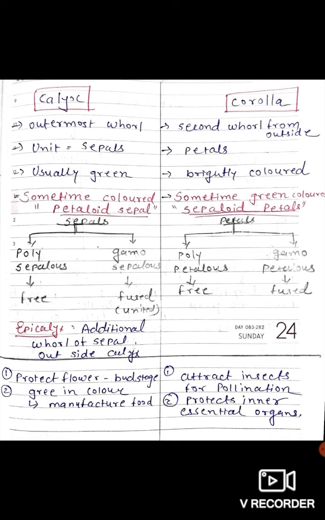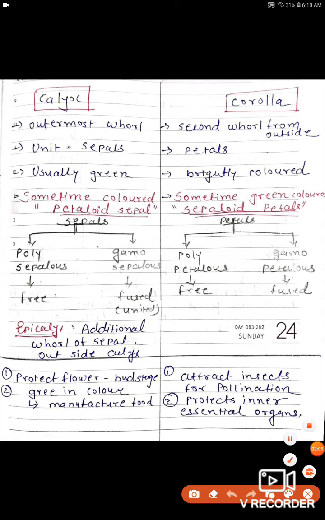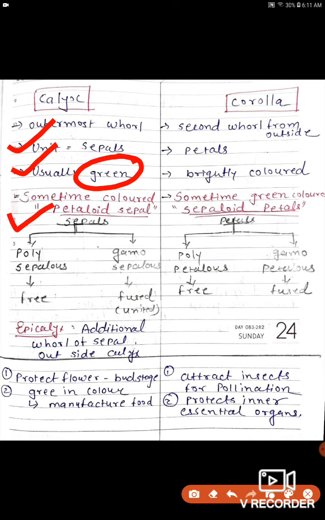Now we will see this calyx and corolla in detail. As I told you, calyx is the outermost whorl and the unit of calyx is called sepal. As you have observed, they are usually green in color, but sometimes they have a color other than green. So it is called petaloid sepal.